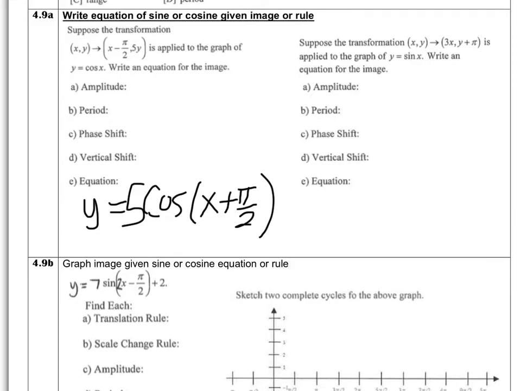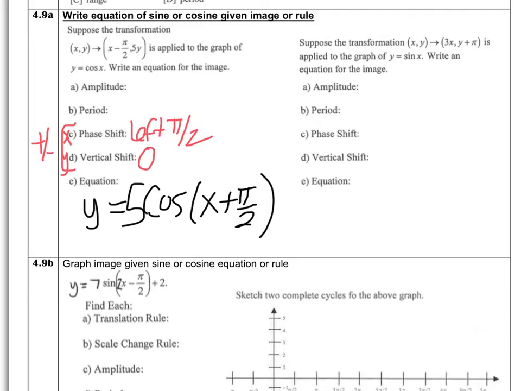Now from that, let's state the amplitude, period, phase shift, and vertical shift. Remember that the adding and subtracting is the phase and the vertical shift. The phase shift deals with the x, the vertical shift deals with the y. When we look at the ordered pair rules, we have x minus pi over 2. This is exactly what's going to happen to the graph. It is going to shift left pi over 2. So the phase shift here is left pi over 2 units. If you look at the y, there's nothing added or subtracted, so the vertical shift is 0 or none.